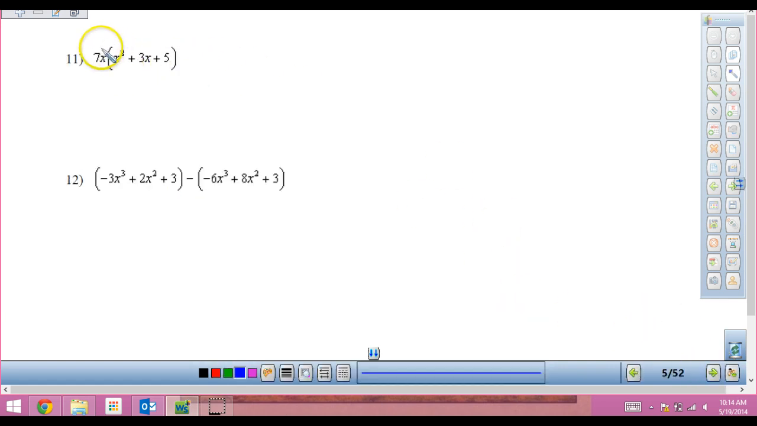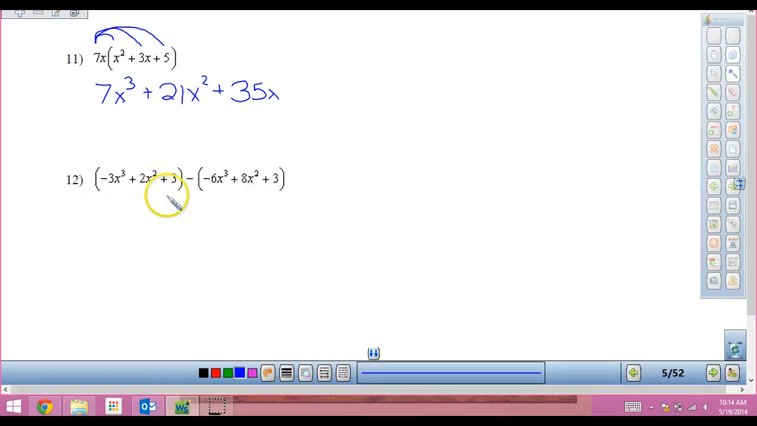Alright, another one, another distributing one. So 7x times x squared gives us 7x cubed. 7x times 3x gives us plus 21x squared. And 7x times 5 gives us a plus 35x. No like terms there, so we don't have to worry about combining anything else.